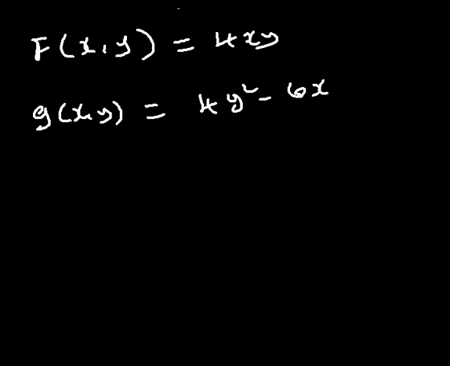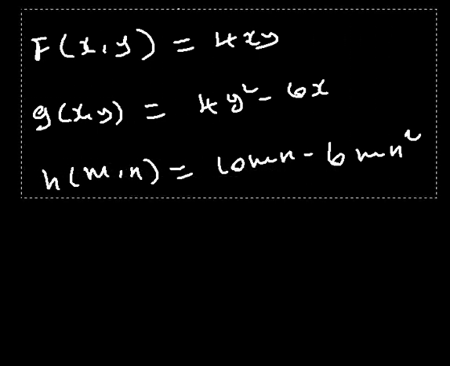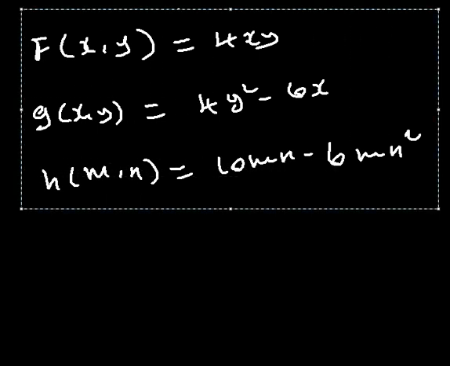And also you can have, let's say, h of m n, which is the same as, let's say, 10mn minus, let's say, 6mn. You can have that. And what are the other examples of the functions with two variables?